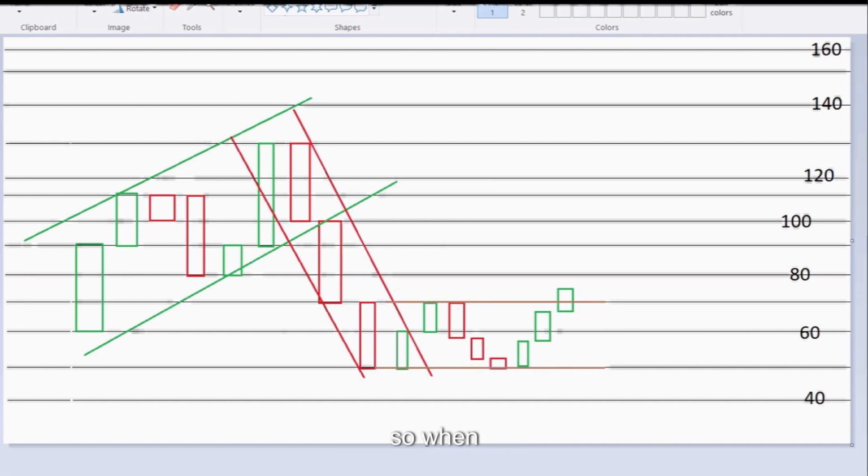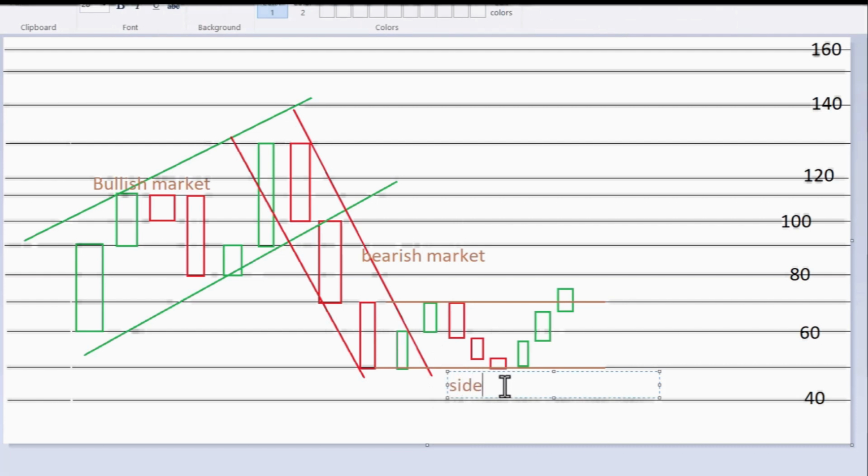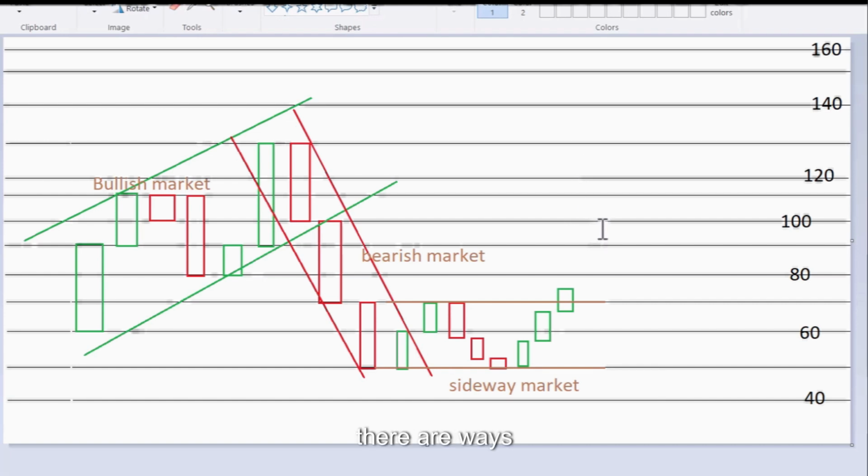So when the market is going upward, we call it a bullish market. When the market is going down, we call it a bearish market. And when the market is not going up, not going down, but going sideways, we call it a sideways market. There are strategies, there are ways to trade in all three types of markets.